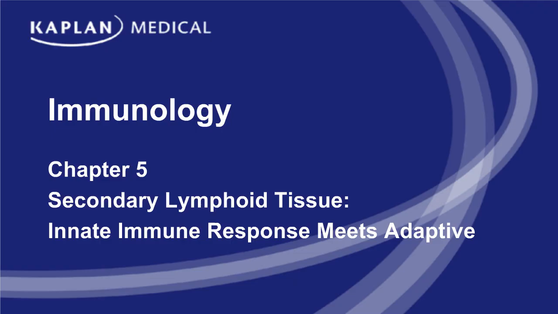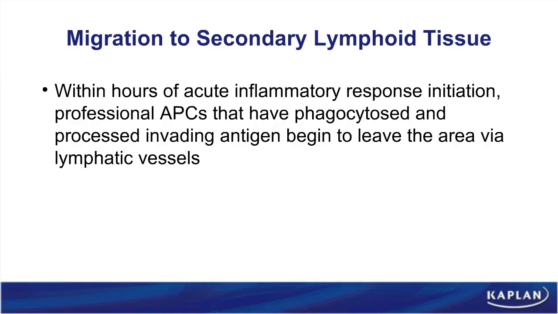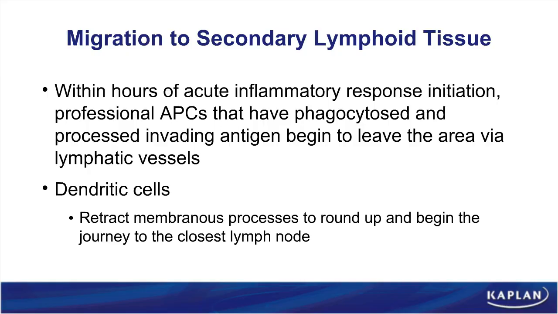successful elimination of pathogen. In order for the adaptive immune system to finally become activated, within a few hours of the initiation of the acute inflammatory response, your antigen-presenting cells that have played a really important role in innate immunity begin to leave the inflamed tissue and head to the draining lymph nodes. These could be dendritic cells, which are probably the most efficient of these APCs. And they will actually retract their membranous processes to begin the journey to the draining lymph node.